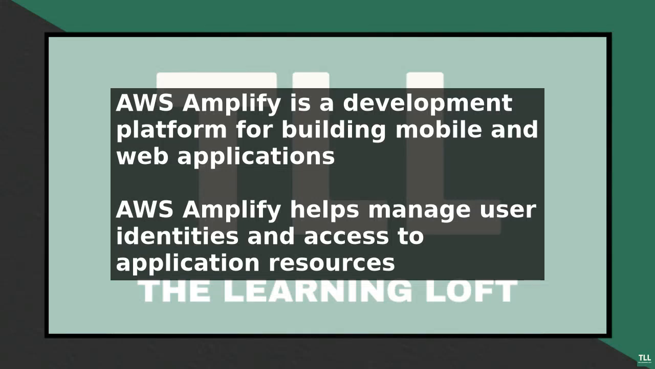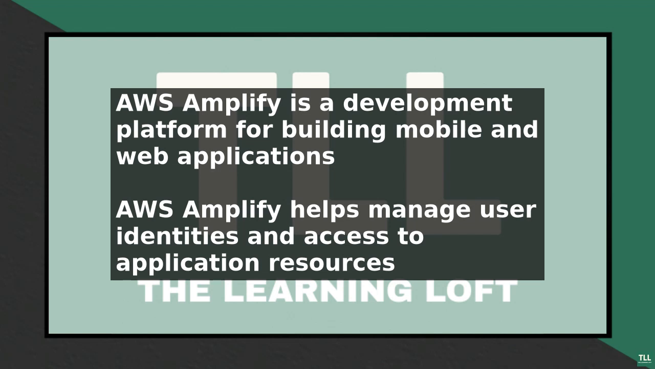Introduction to AWS Amplify Identity Pools. AWS Amplify is a development platform that helps you build, deploy, and manage scalable mobile and web applications. One of the key features of AWS Amplify is identity pools, which allow you to manage user identities and access to your application's resources. In this tutorial, we will walk you through the process of setting up and using AWS Amplify identity pools.